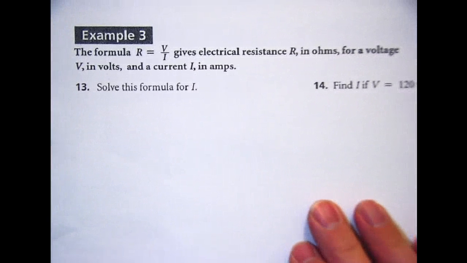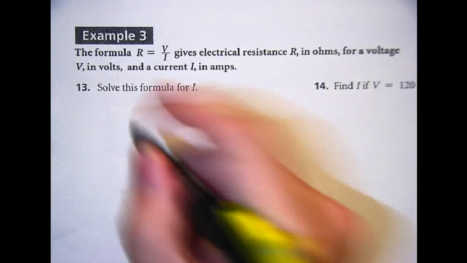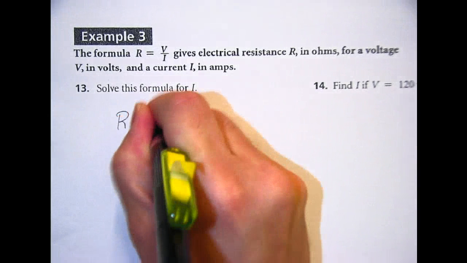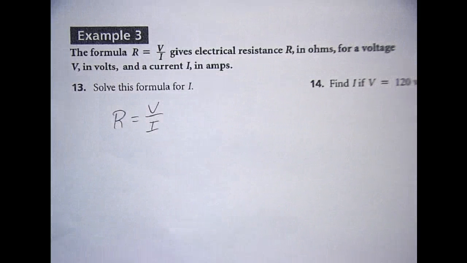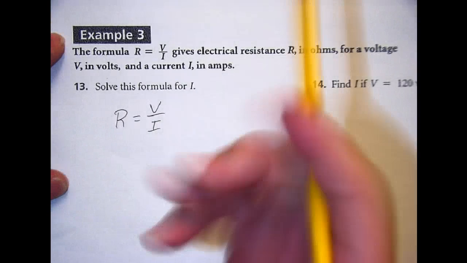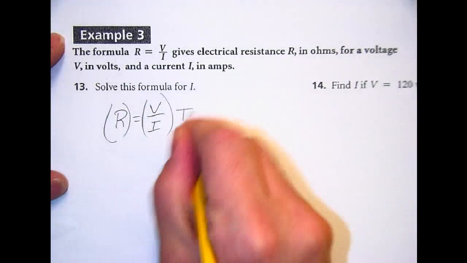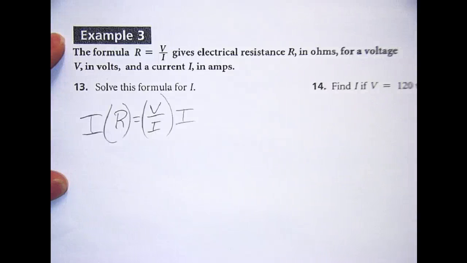That will help you. Number 13 is what we're doing. Okay? Solve this formula for I. I shared last night. Here we go. It's your time to share. R equals V over I. How do I get rid of the fraction? Annalise? Multiply by the common denominator, which is, everyone? I. Oh, I. That's right. Multiply both sides by I.